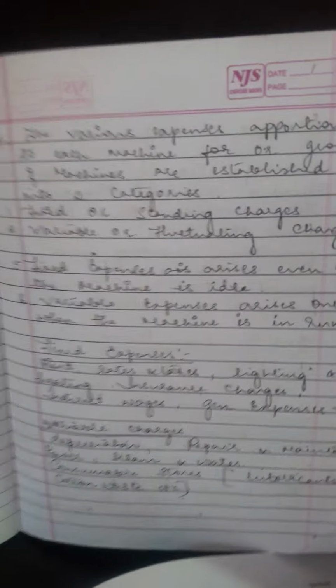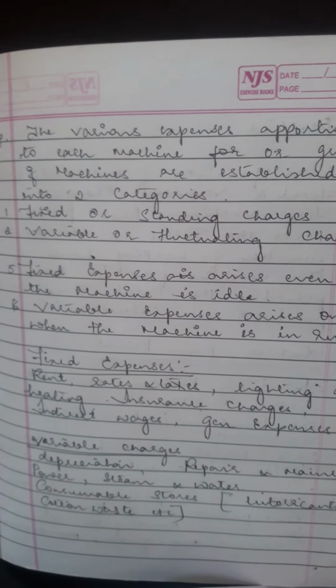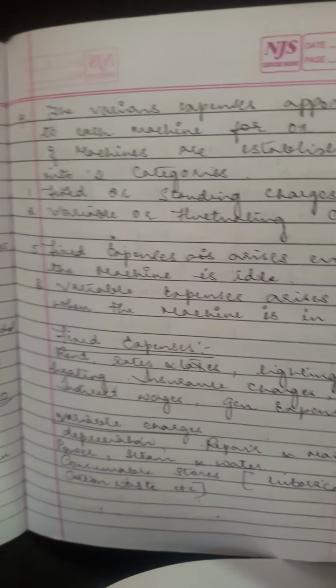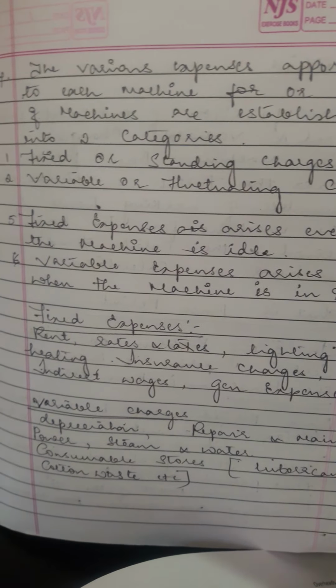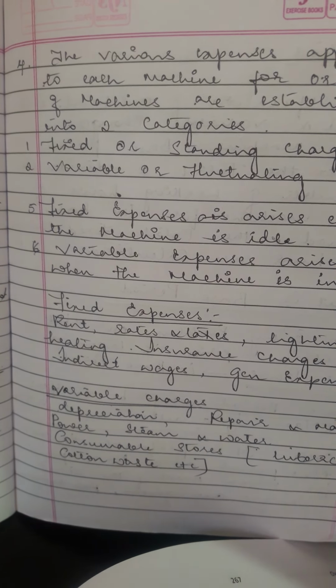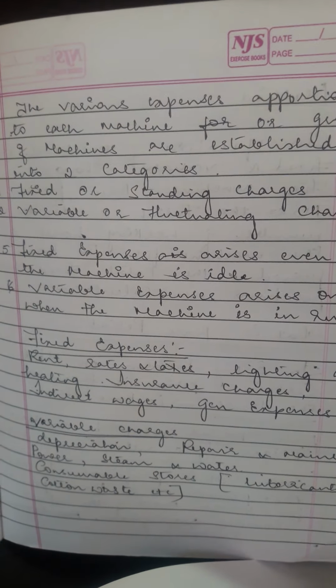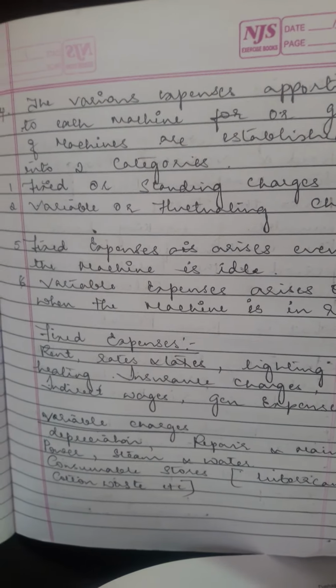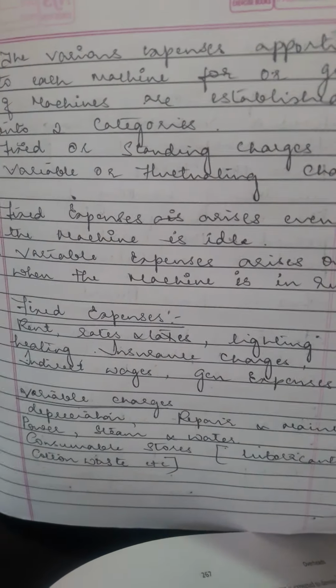Now, how to calculate? The first thing is the various expenses apportioned to each machine or group of machines are classified into two categories. Now, we already know fixed cost and variable cost. Similarly, in machine hour rate problems also, we have two categories of expenses: fixed or standing charges, nothing but fixed or standing expenses, and variable or fluctuating charges, or variable or fluctuating expenses.